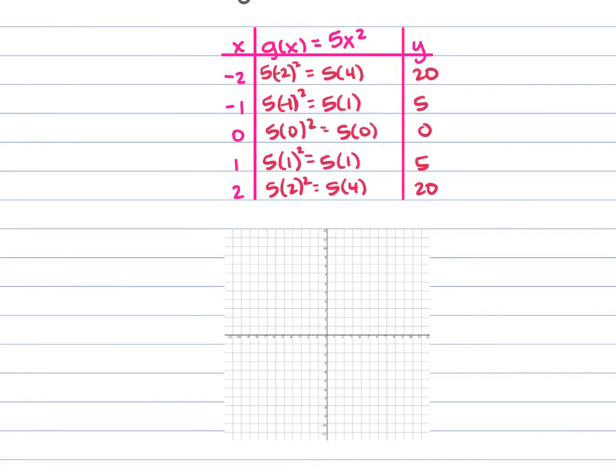So again, the only middle points that we have are going to be the ones on our coordinate plane. So we're going to have negative 1, 5, positive 1, 5, and 0, 0. So again, really narrow here.